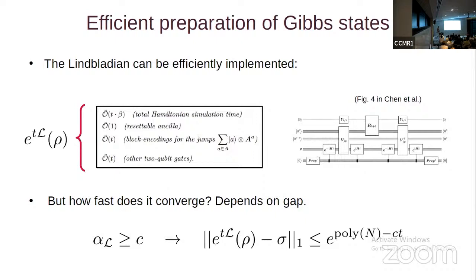And essentially, if you show that this spectral gap is larger than C, then you get that the trace distance between the output of the semigroup, irrespective of what the initial state was, and your Gibbs state, where sigma should be understood as the Gibbs state, will be bounded by this. So you just have to pick t to be some polynomial. And if C, for instance, is of constant order, you can make the trace distance exponentially small.